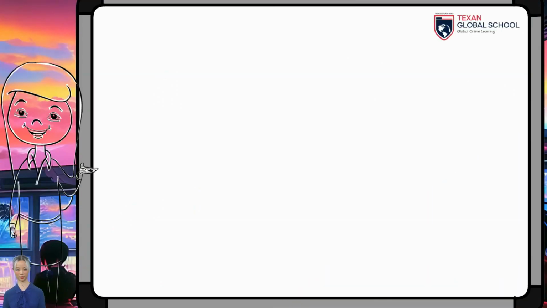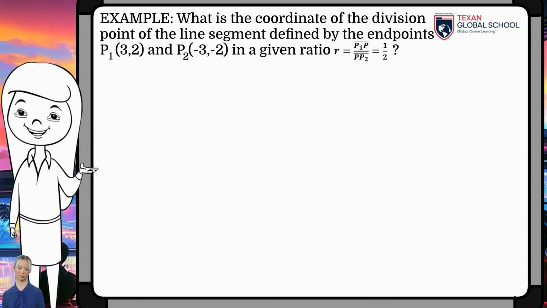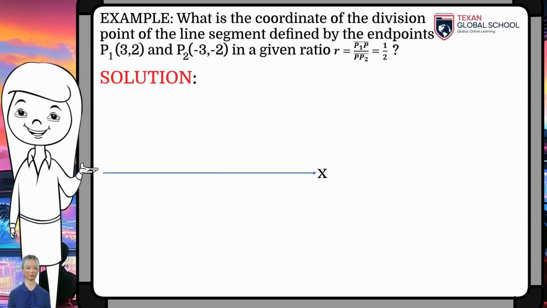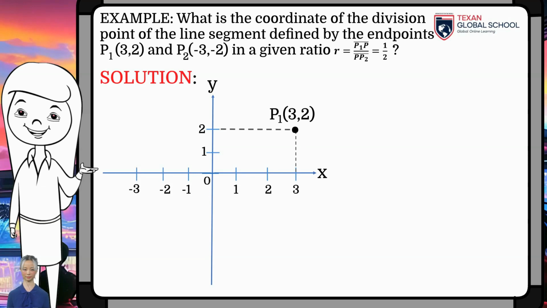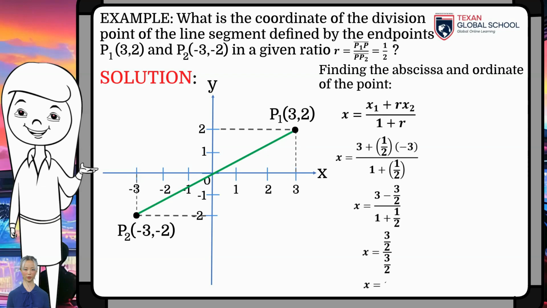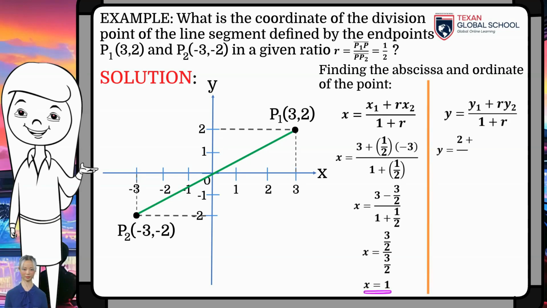In this other example, what is the coordinate of the division point of the line segment defined by the endpoints P1 with coordinates 3, 2 and the point P subscript 2 with coordinates -3, -2, given a ratio of 1/2? First, plot the points in the plane. Now, calculate the abscissa of the point that divides the line, substituting x1 equal to 3, the ratio given equal to 1/2, and x2 as -3.